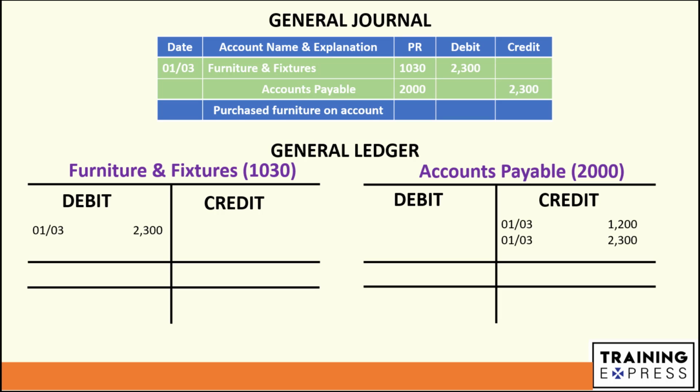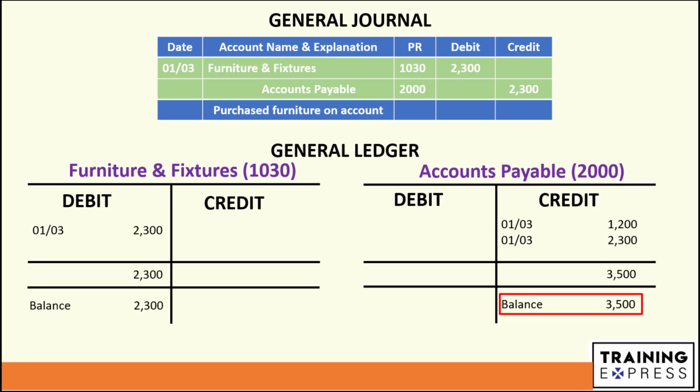Okay, so this is the time to balance our ledger accounts. Let's look at the furniture and fixtures account first. As you can see, the total on the debit side is $2,300 and there is no transaction on the credit side. So our ending balance will be a debit balance of $2,300. Now let's move towards the accounts payable. You can see that the total on the credit side is $3,500. As there is no transaction on the debit side, our ending balance for accounts payable will be a credit balance of $3,500.